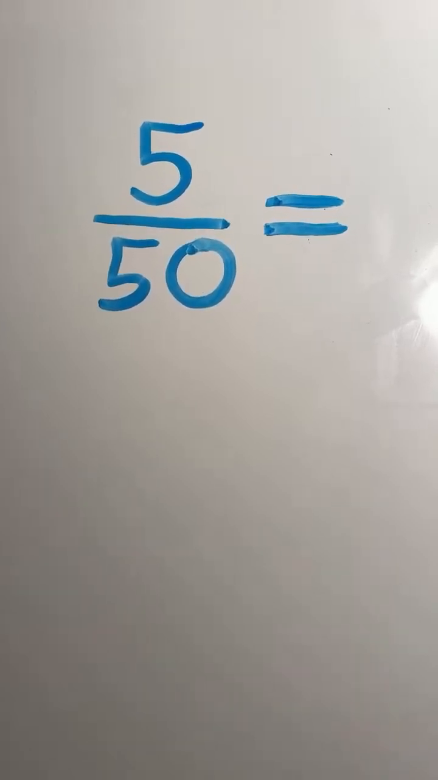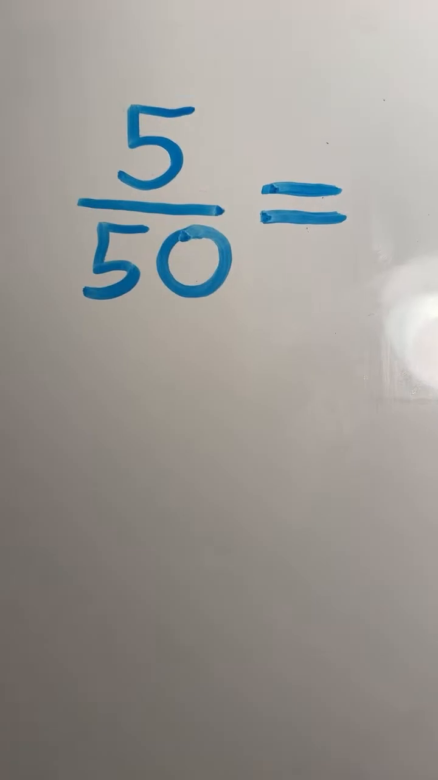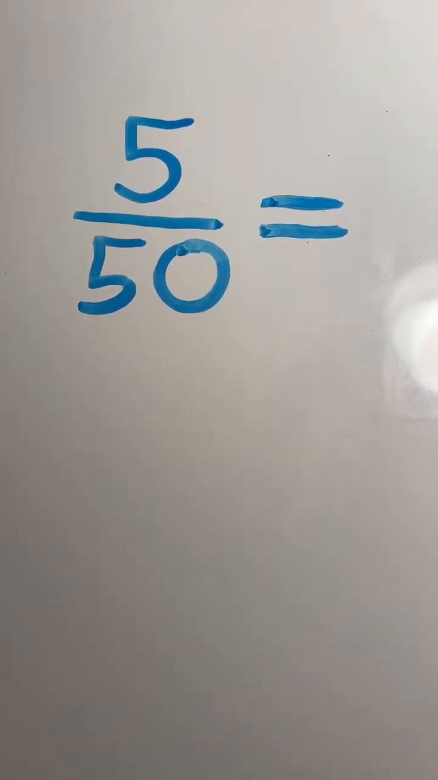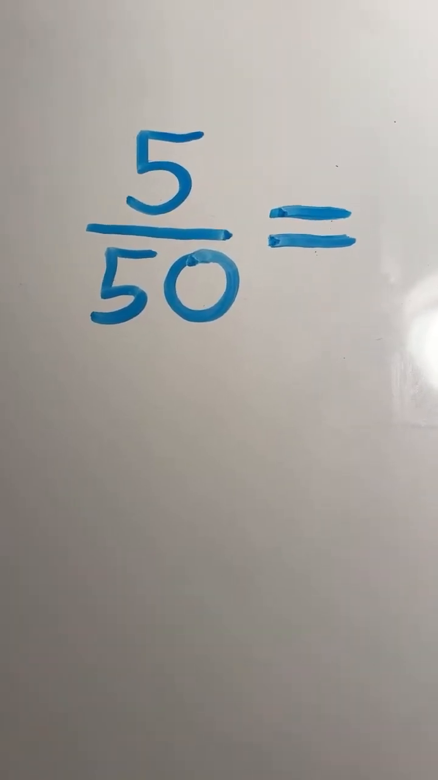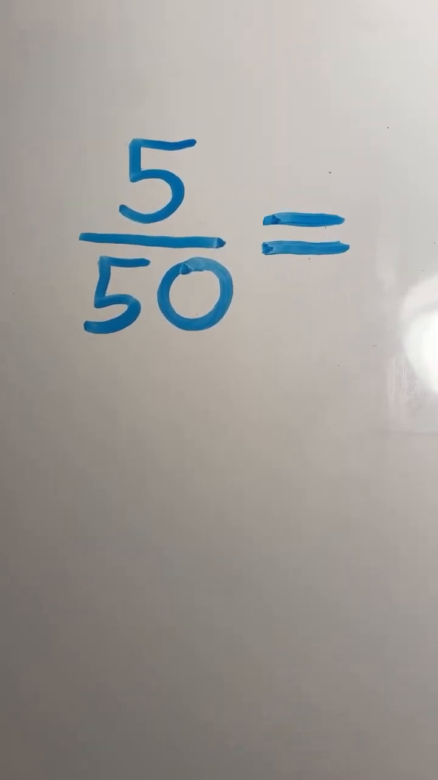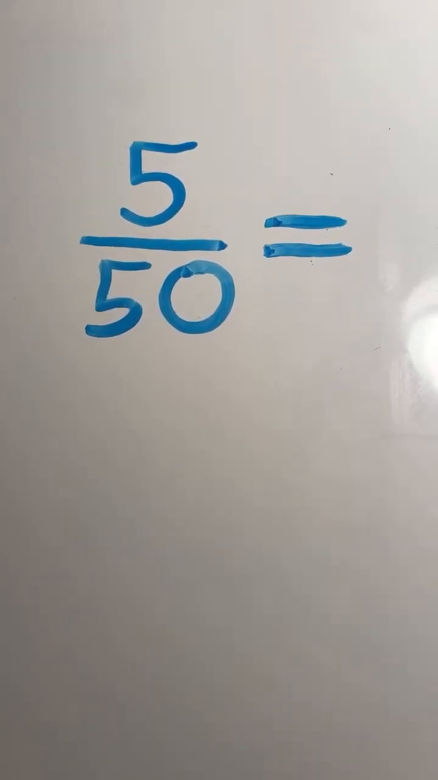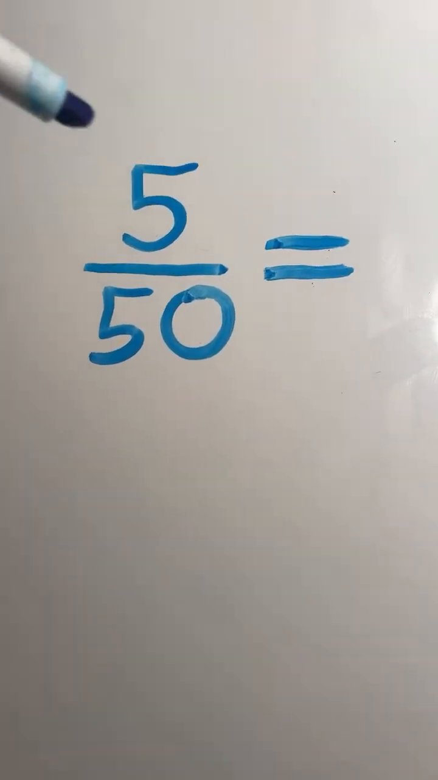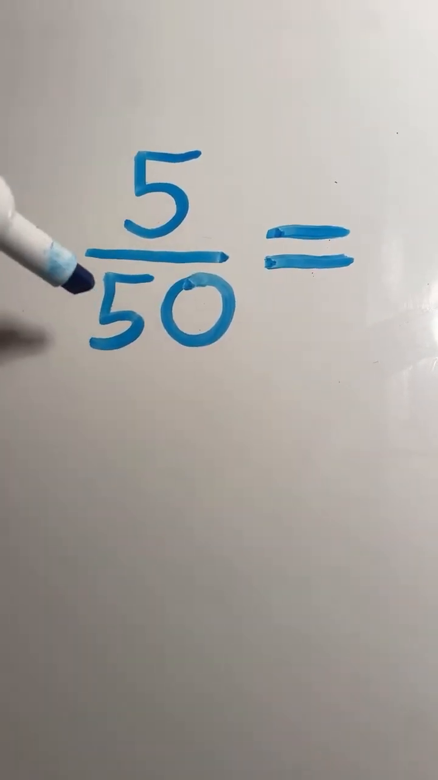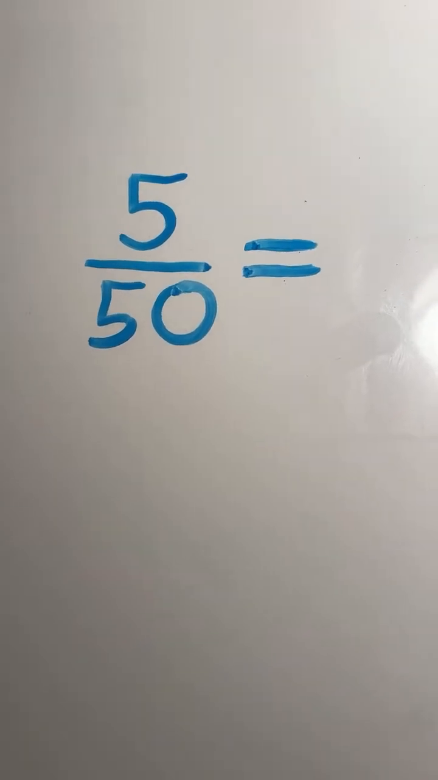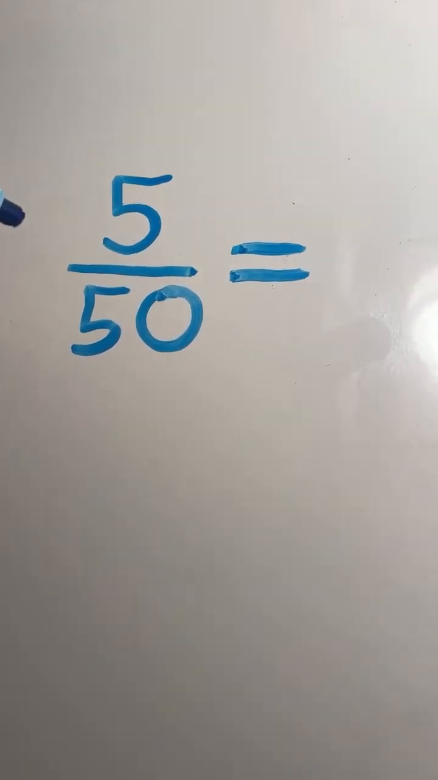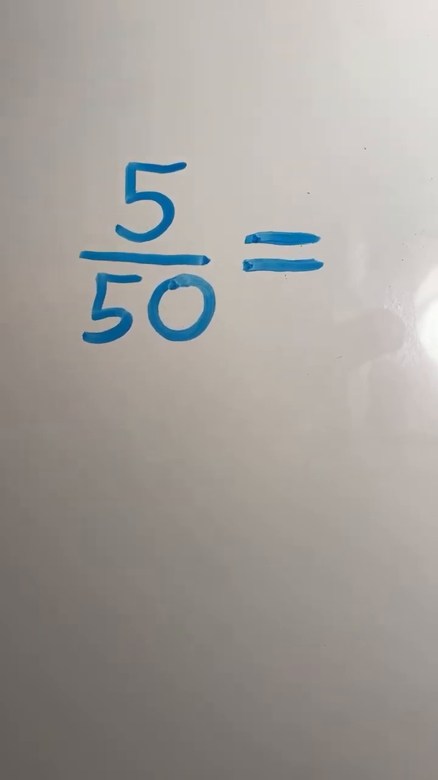So this live stream is going to focus on reducing fractions to lowest terms. In my previous two live streams of adding and subtracting fractions with unlike denominators, this was one of my answers, 5/50ths, but it wasn't in lowest terms. I did say that I would do another live stream where I reduce some of the answers to lowest terms. So for our first example, we have 5/50ths, and I'm going to go through how to reduce that fraction to lowest terms.